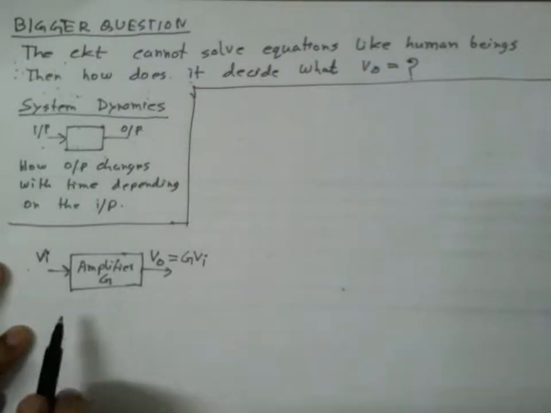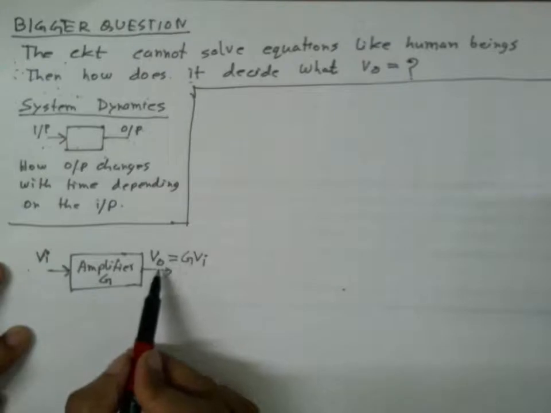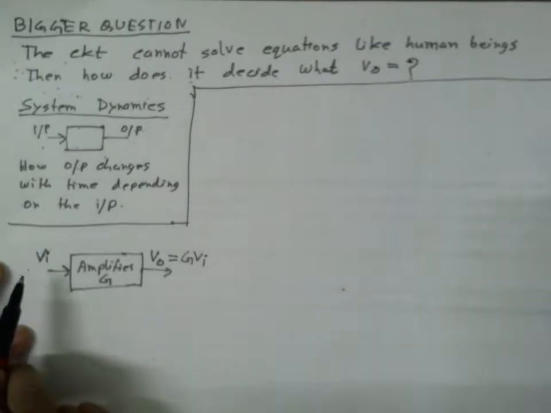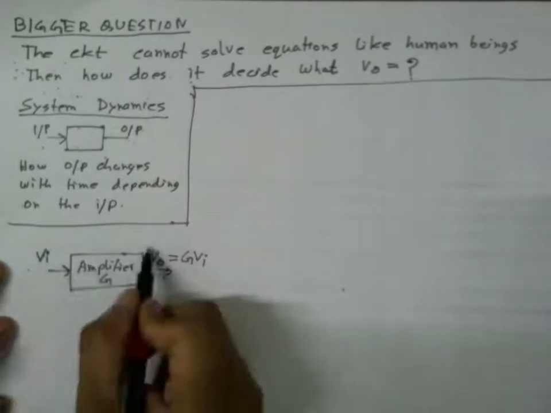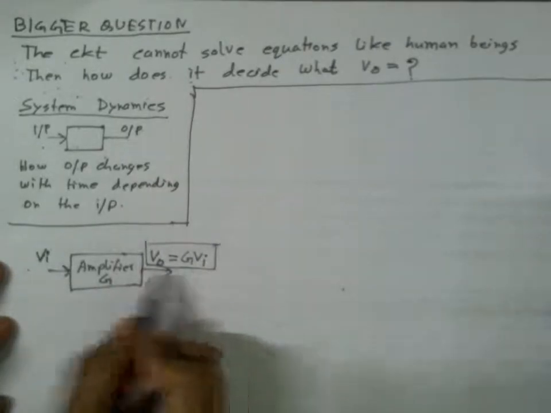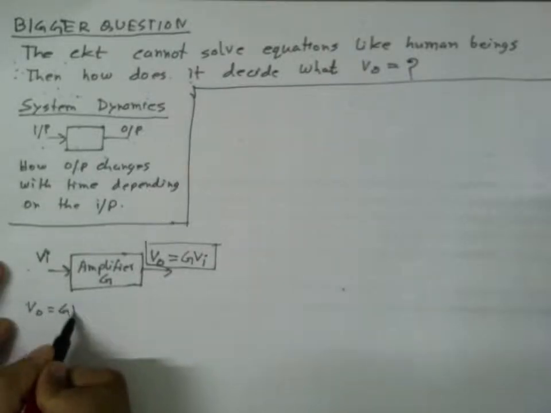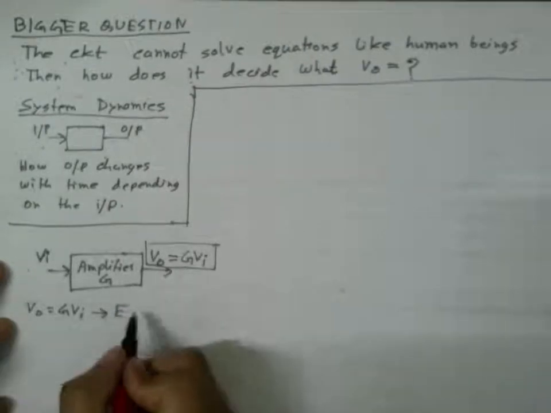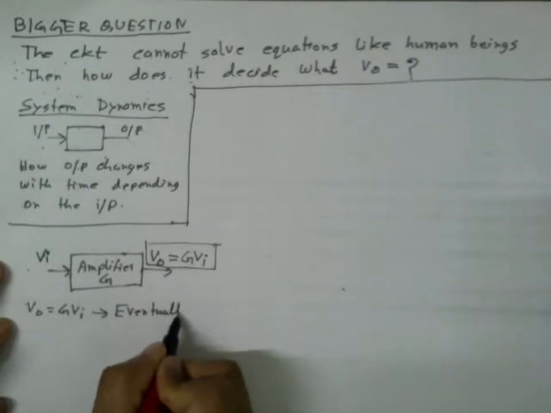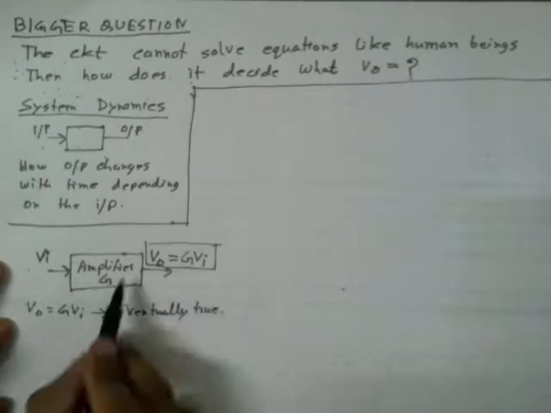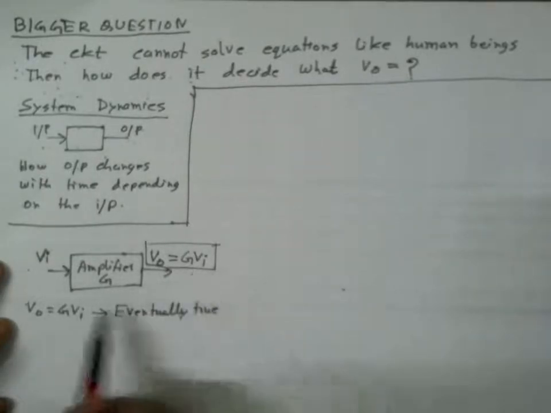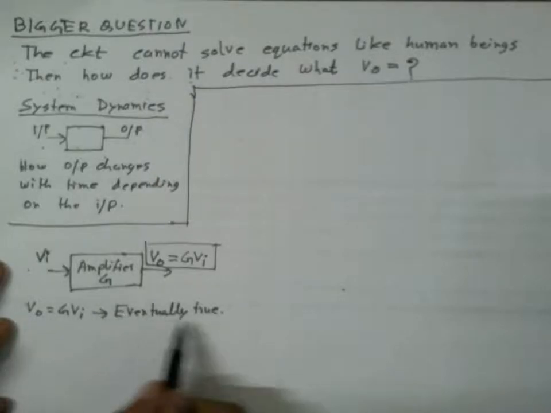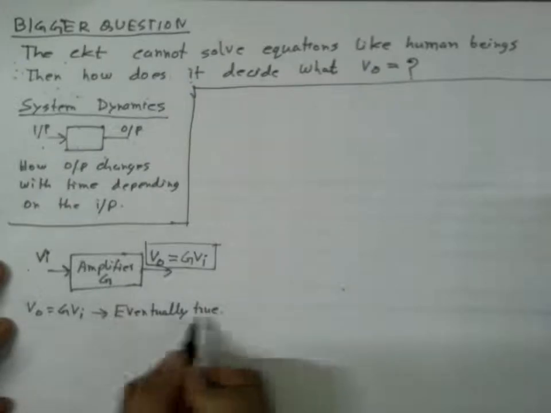But is it that Vo will change instantaneously with Vi? That's the question. So when I write Vo is equal to G Vi, this is true. I mean, this is eventually true. This is finally true. The amplifier will adjust its output to make this happen. So this will happen eventually, and this we call the static behavior.